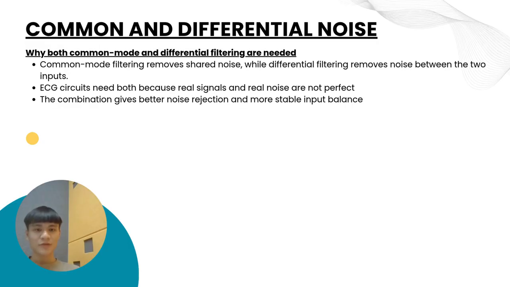Why is it necessary to implement both common mode and differential filtering? Common mode filtering removes the shared noise, while differential filtering specifically removes the noise that exists between the two inputs. ECG circuits require both mechanisms simply because real biological signals and real-world noise are not perfectly symmetrical. Therefore, by using this combination, it can give us far better noise rejection and a much more stable input balance.